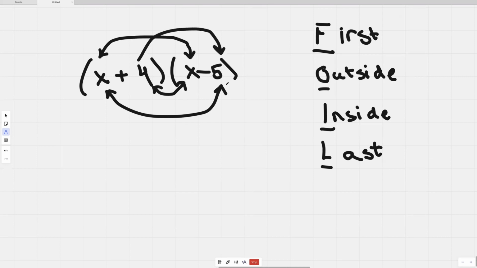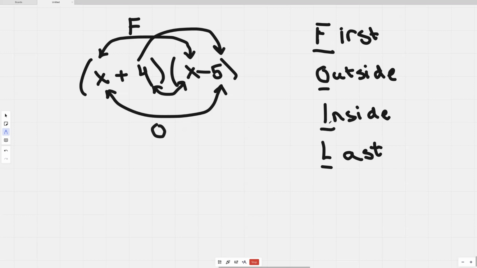So the first thing, as you realize, is multiplying the first term in the first bracket by the first term in the second bracket, which takes the F letter from FOIL. The first thing we did is x multiplied by x. And then for outside, the two terms on the outside, the x and the -5, are in the outside, right? So this line here will be outside. So this will take the O letter from FOIL.